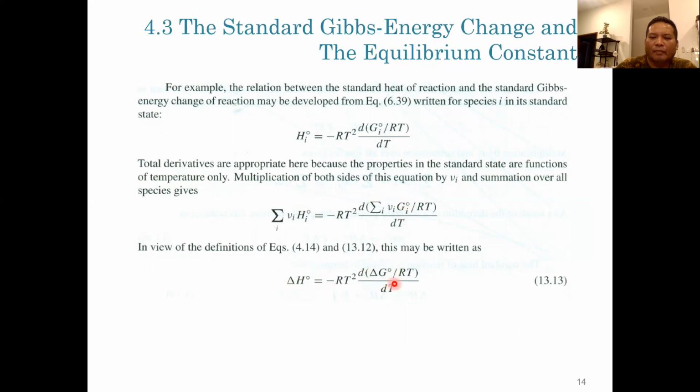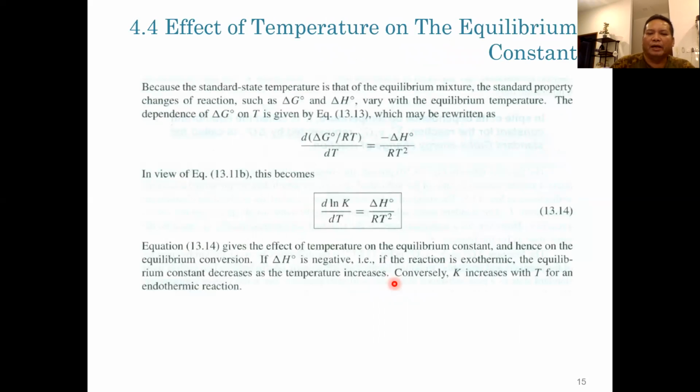See this delta enthalpy naught, and this value here becomes delta G naught. So we can rearrange it again to this form here: the differential of delta G naught over RT with respect to T equals minus delta H naught over RT squared. Or we can rewrite it into this form.